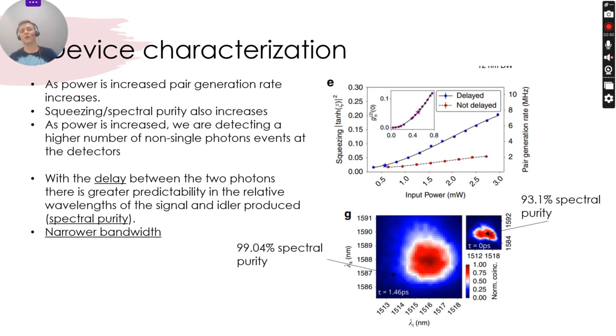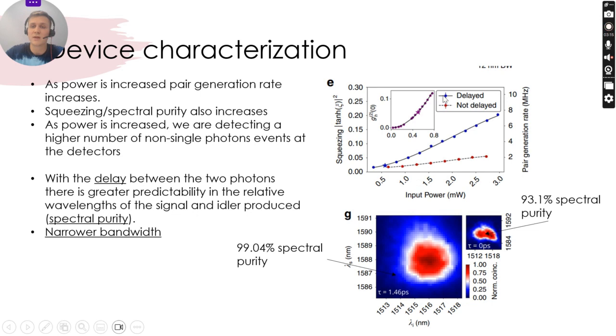Okay, so the next bit I'm going to go through is just kind of how they've characterized the device and kind of what all these graphs mean, again, roughly. So this graph here just shows you input power versus both squeezing and pair generation rate. And you can see that as the input power is increased, you generally have more photon pairs generated, as you'd expect.